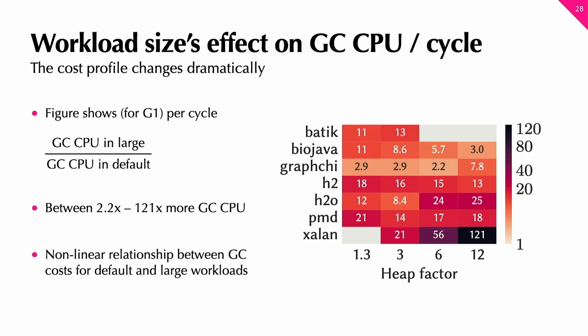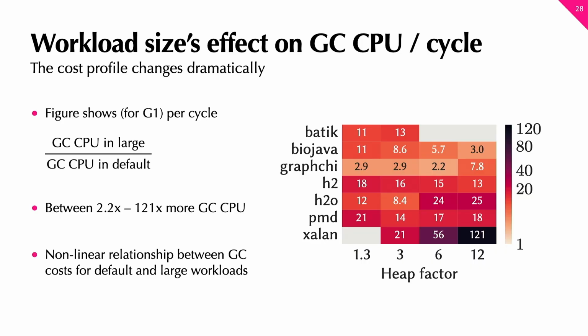So the cost profile is different, and it's also a non-linear relationship really between the costs in default and the costs in large, because sometimes we see for H2, for example, the more heap we give to the benchmark, the cheaper each GC cycle is, but that's not the case in H2O, for example. If we give it more heap, then each GC cycle is on average more costly, right? So we're seeing some interesting effects, right?